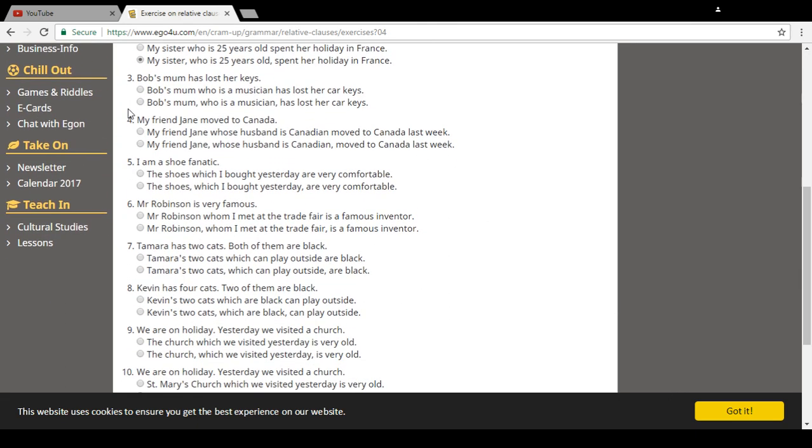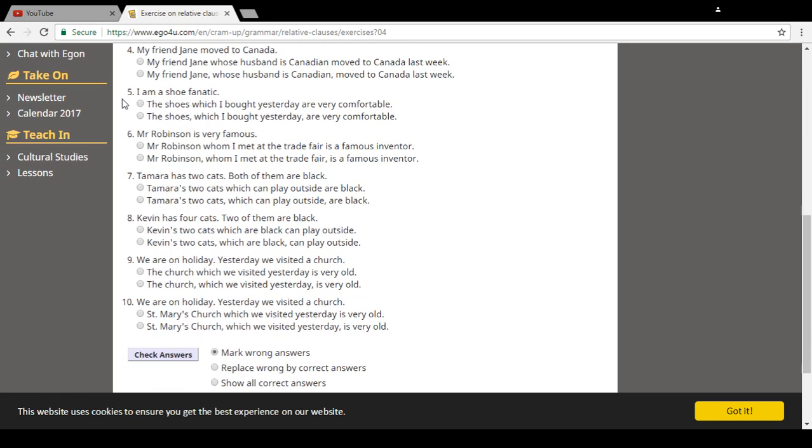Znači, kontekst. Bob's mom has lost her keys. Bob's mom, who is a musician, has lost her car keys. I ovo je non-defining, jer pretpostavljam da nema 2 majke. To je. My friend Jane moved to Canada.